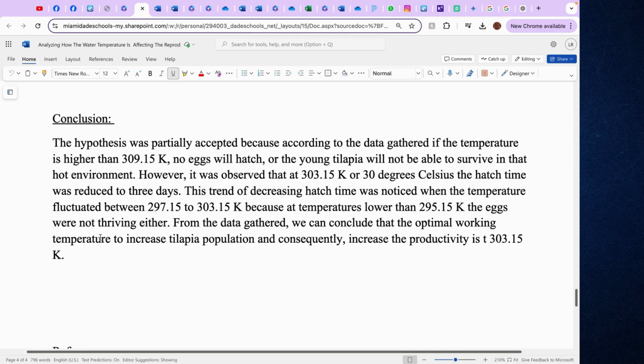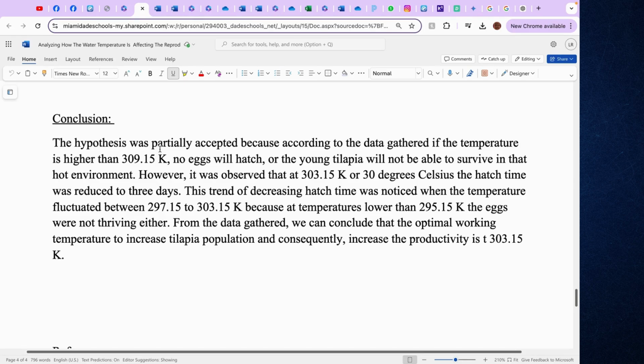If you look on your notebook, not your workbook, your notebook, I remember that I told you that on the first sentence of your conclusion, you're gonna accept or you're gonna reject the hypothesis, or you are going to partially accept the hypothesis, or you're gonna partially reject the hypothesis. It all depends on the results that you are getting, and all depends on the hypothesis that you were testing.